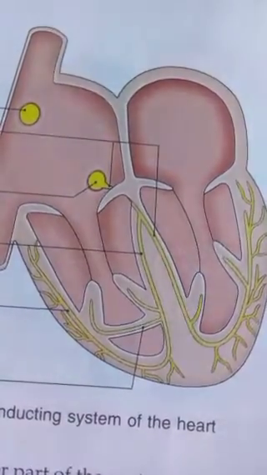As the whole of the conducting system except the left branch of the AV bundle is supplied by the right coronary artery, any vascular lesion to the right coronary artery can lead to arrhythmia.